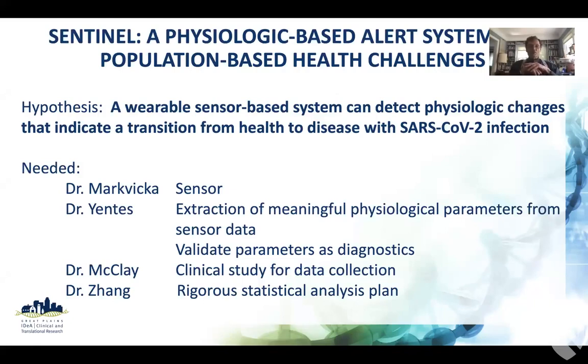We then need to validate those parameters, and Dr. James McClay is the local principal investigator for our PCORNet site and an expert in database management. And he's exactly the right kind of person to be able to organize the kinds of clinical studies that will be required for validating this approach. And finally, Dr. Ying Zhang is the chair of the biostatistics department in the College of Public Health. He's a statistical methodologist, and in fact, the statistical requirements of this pose some very interesting challenges, which are important scientific questions in their own right.